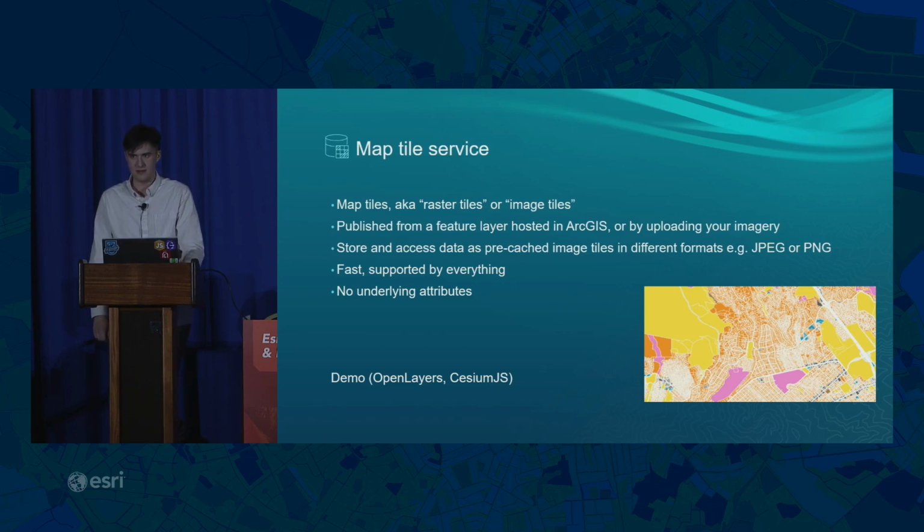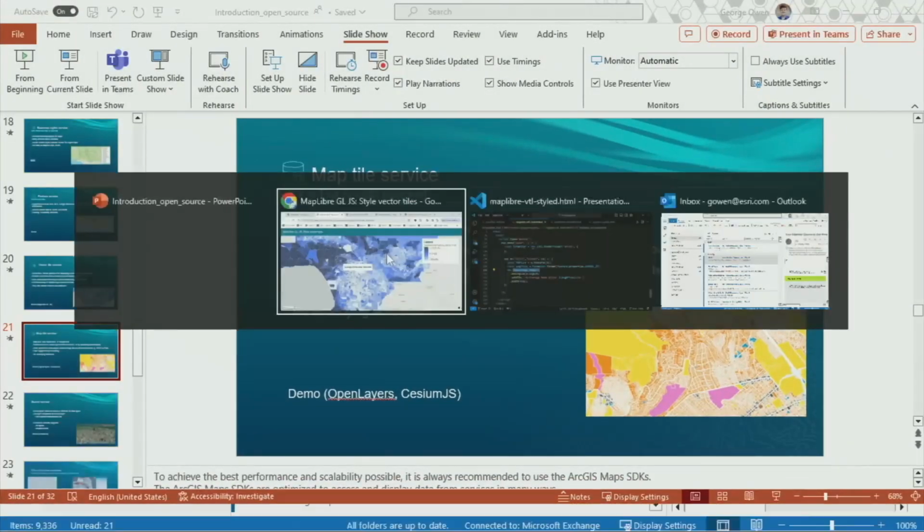The only drawback is that there's no underlying attributes, so I wouldn't be able to query the data that you were just seeing in the vector tile layer. It would just be basically a static image. But still super useful, especially in apps like Cesium, where Cesium unfortunately does not support vector tile, so you'd be stuck with map tiles. But let's take a look at some other demos here using OpenLayers and Cesium, just to show you how to display these images.